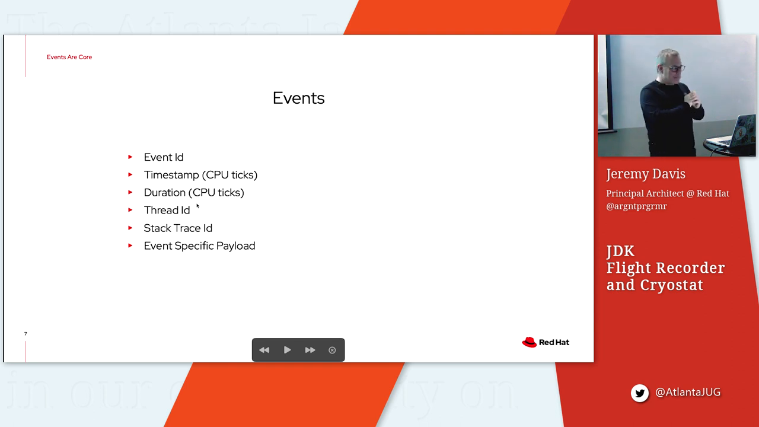Okay. So for the events here, every event has an event ID. It has a timestamp and a duration that's based on CPU ticks. You can translate that if you want something. That's the easiest, fastest thing to do and requires the least overhead to format, because again, the idea is to be less than 1% of your overhead. You get a thread ID, you get a stack trace ID if you're looking at a stack trace for errors, and then you have an event-specific payload. So there is some payload in there.